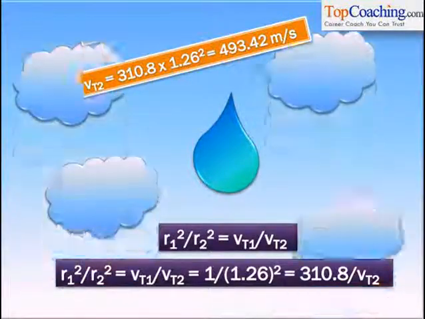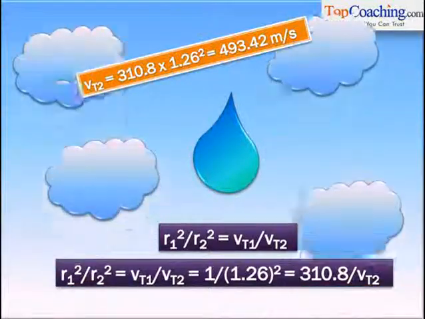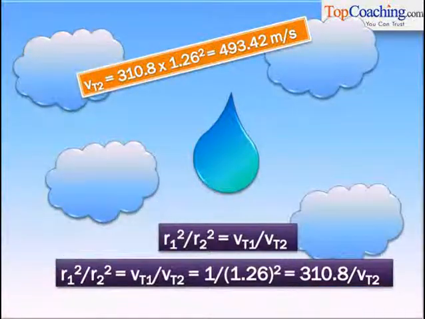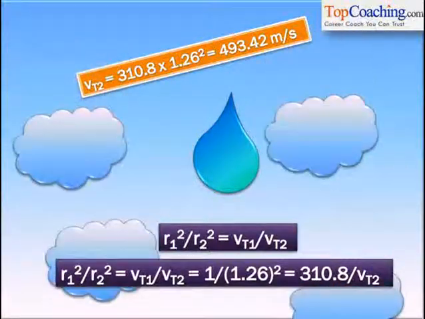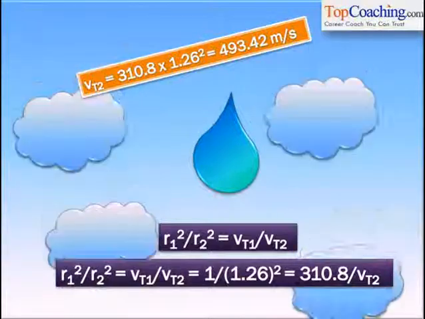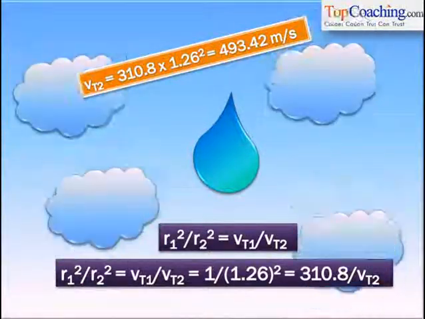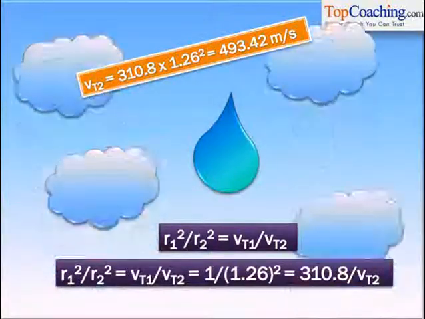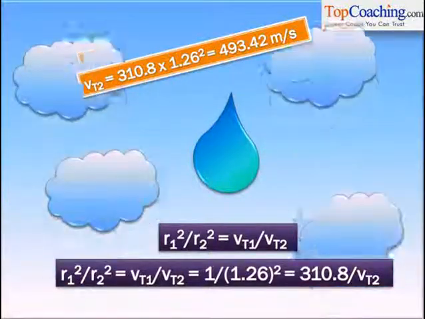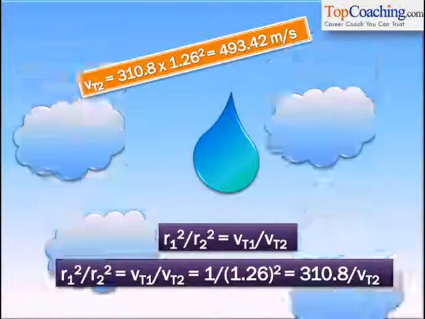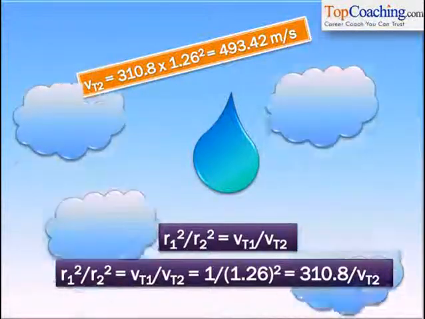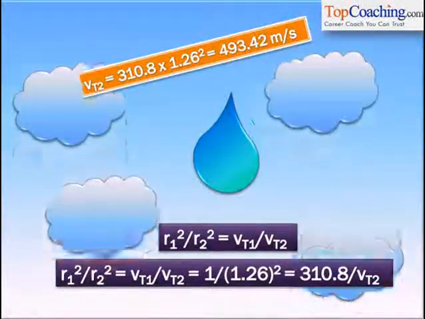All we basically did was we equated the volume of the two falling raindrops to the volume of the final large raindrop formed, to get the value of the final radius. And then we applied the formula r1 square by r2 square is Vt1 by Vt2, because the terminal velocity of a sphere is proportional to the square of its radius. There you go. We've got our answer.